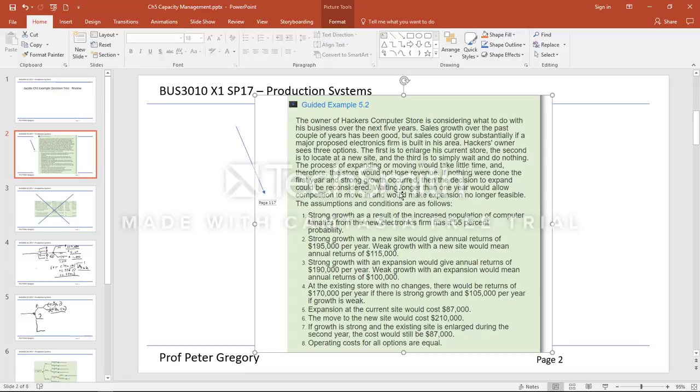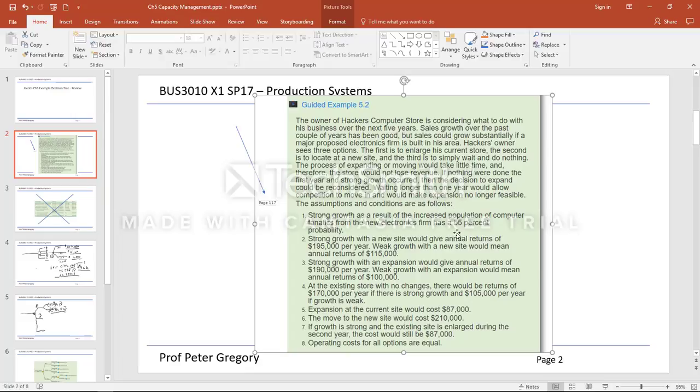If nothing were done the first year and the strong growth occurred, then the decision to expand could be reconsidered. In other words, there's this concept here of strong growth versus weak growth. And we could wait a year, and then if there's strong growth, then we could dive in and reconsider the paybacks on a couple of the other strategies. But that's one of the options, is waiting a year, okay?